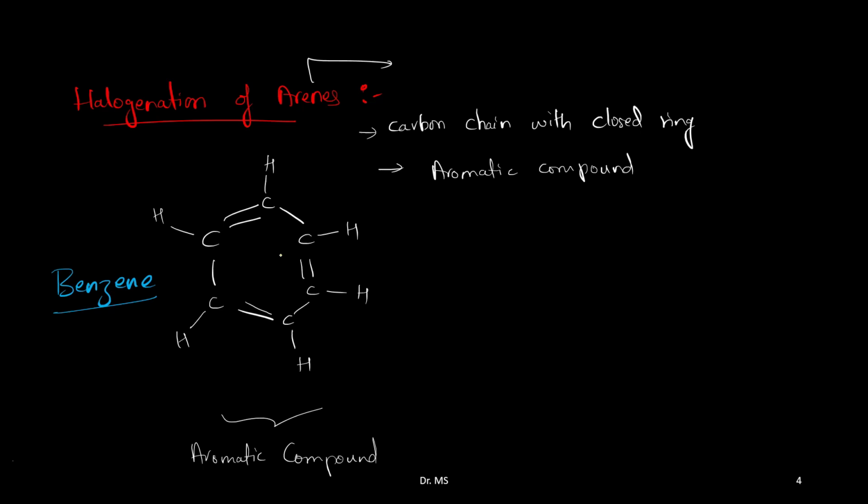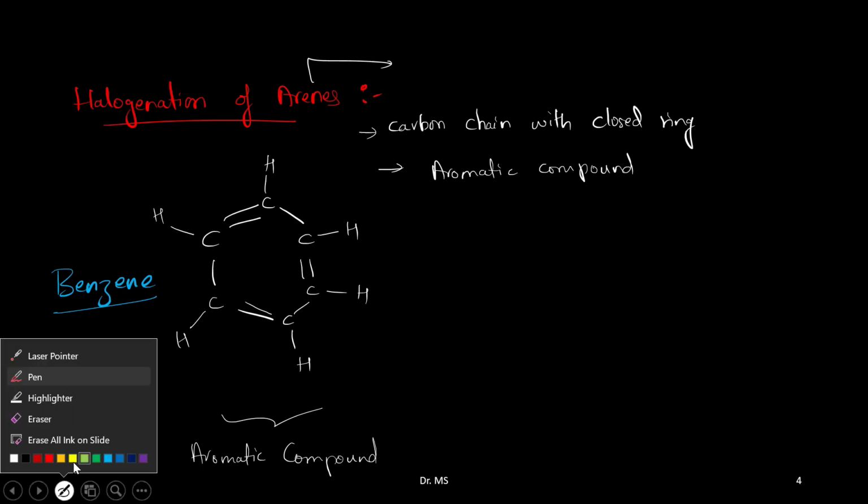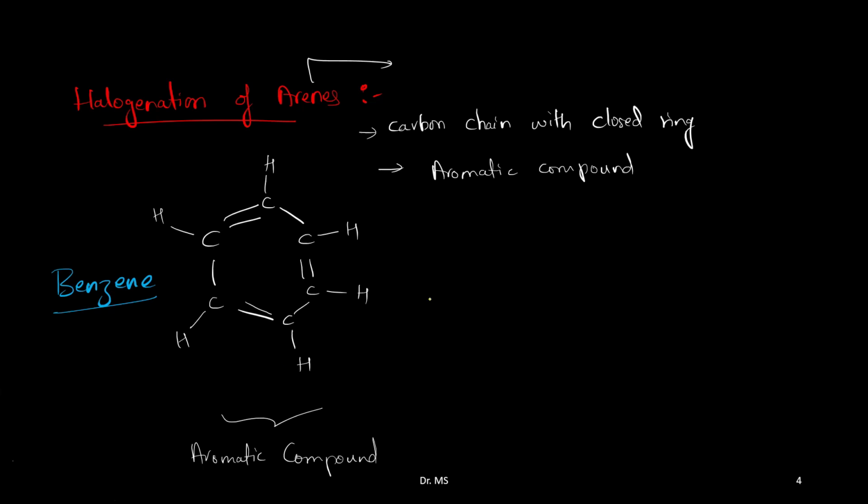Okay, so halogenation of arene. This halogenation of arene is a classical example of electrophilic substitution. Remember that it is a very, very good example for electrophilic substitution.